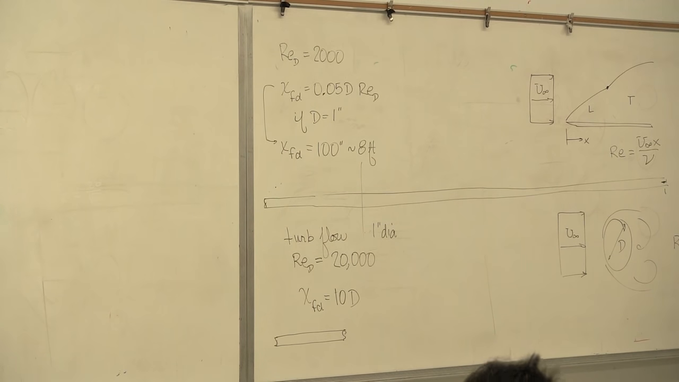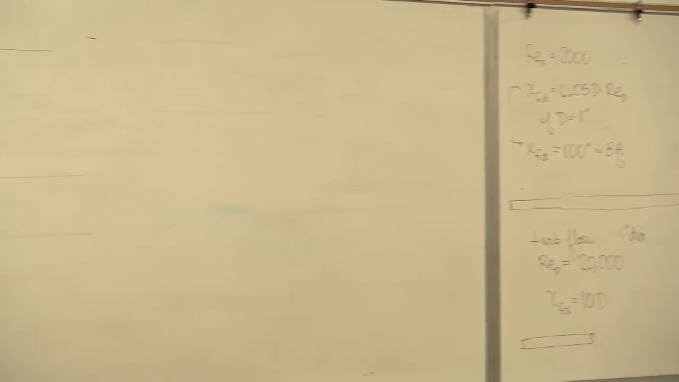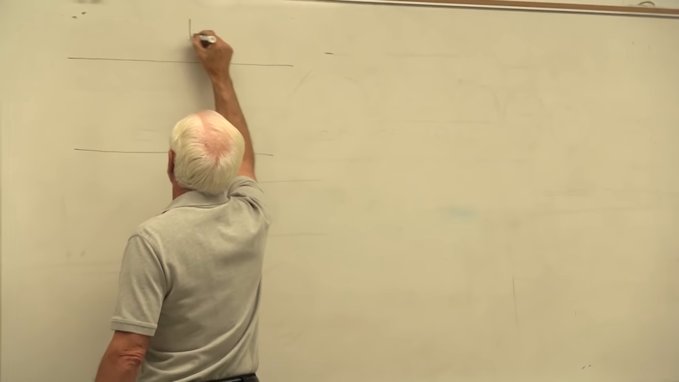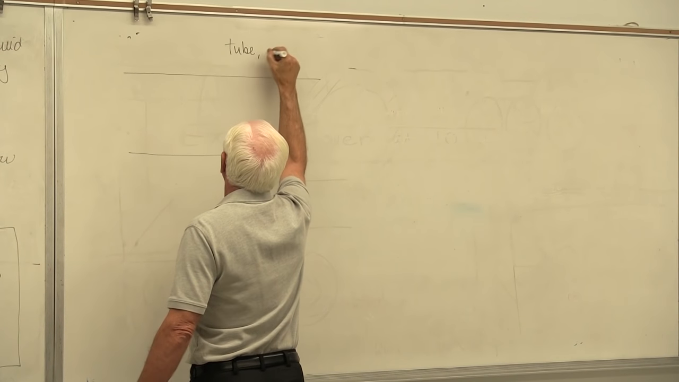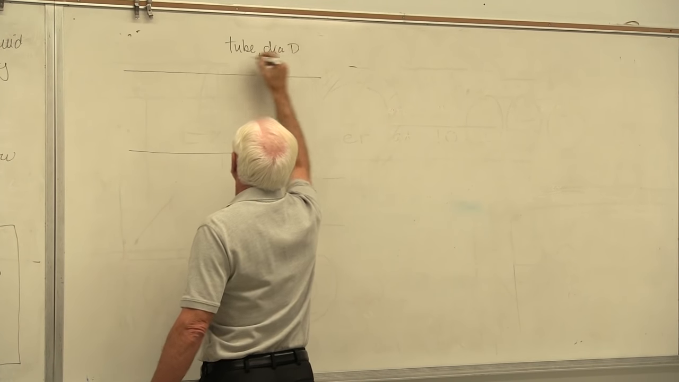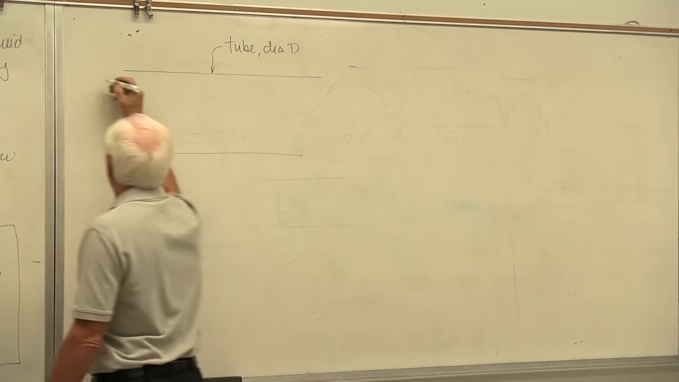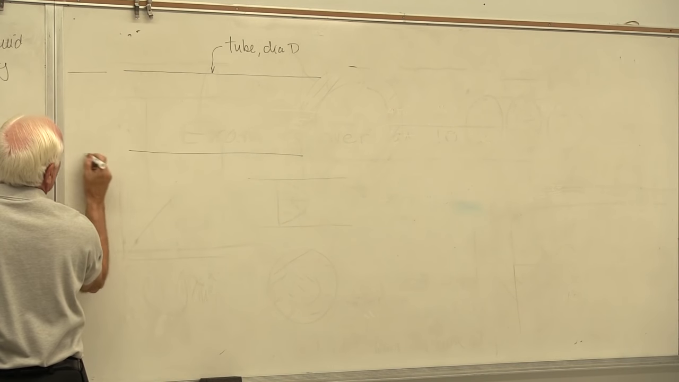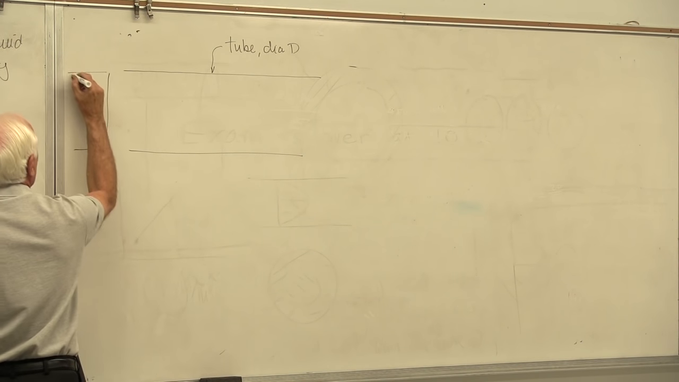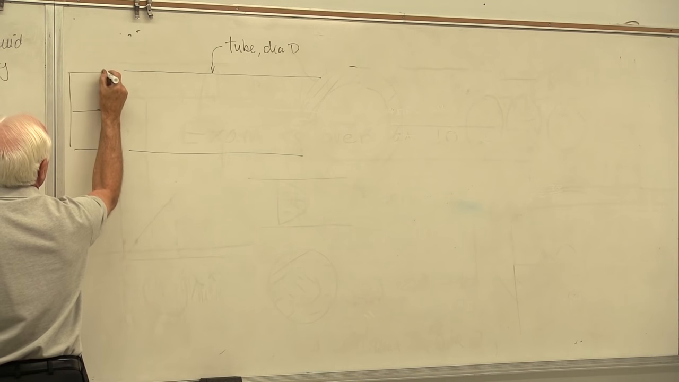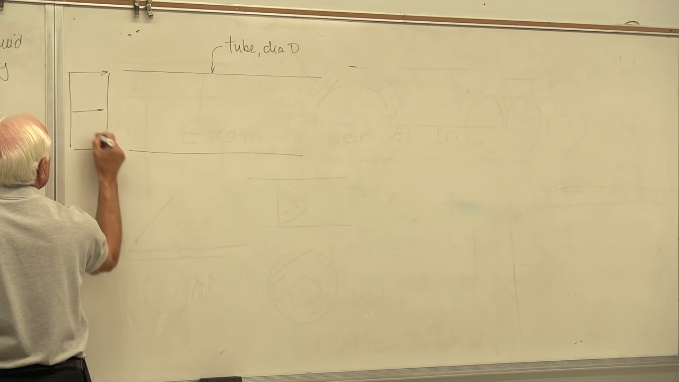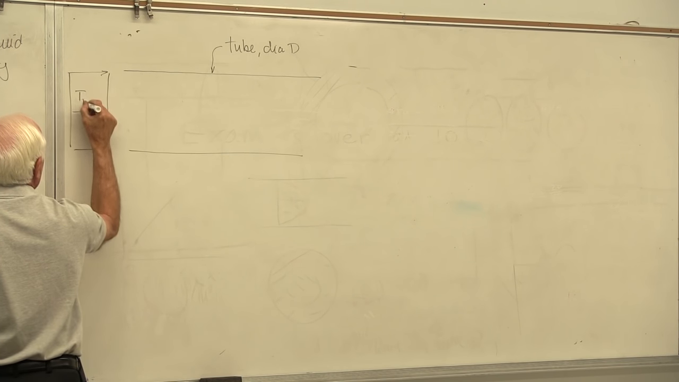This is a fluid mechanics case. Now we do the temperature. Same kind of picture. Here's the tube, diameter D. Okay, but now we're looking at the thermal situation, which is what's approaching the fluid or the tube. The fluid is at a temperature T mean in.